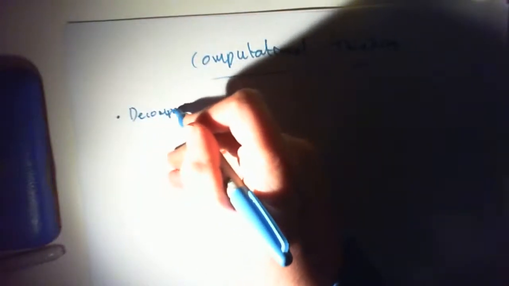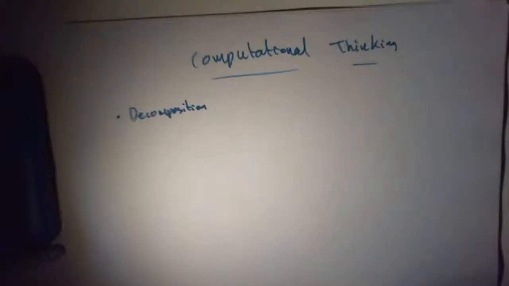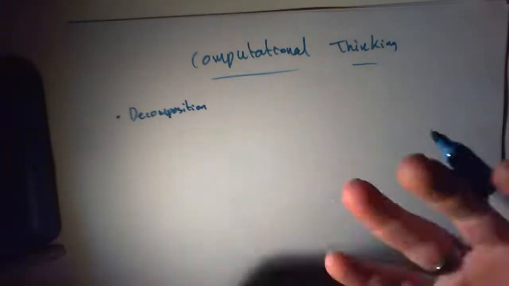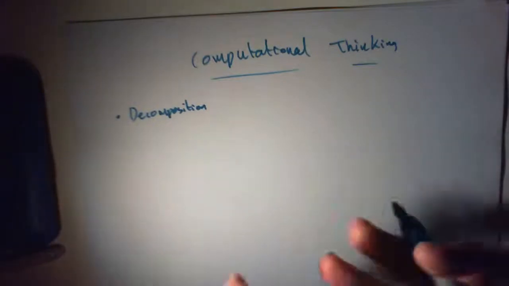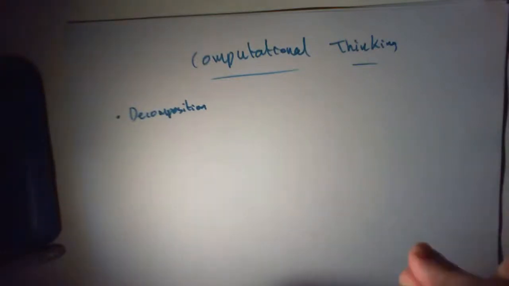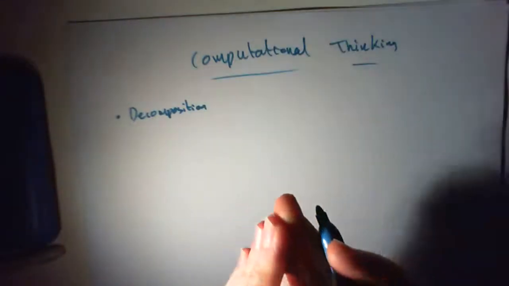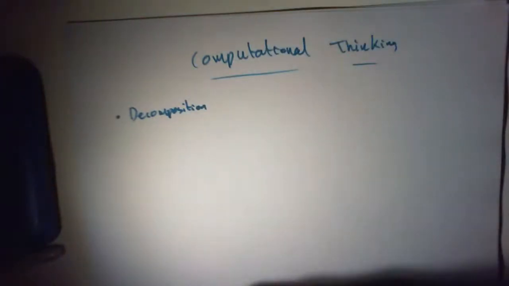One is called decomposition. Decomposition, for want of a better word, is the breaking down of a big problem into smaller problems and solving each one of those smaller problems individually. That way you've got an idea of how to put them back together.